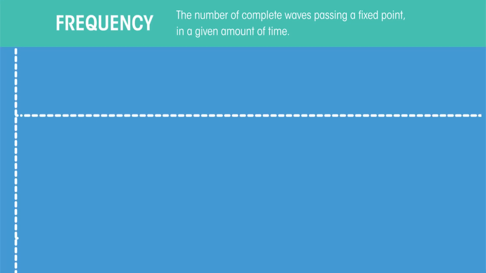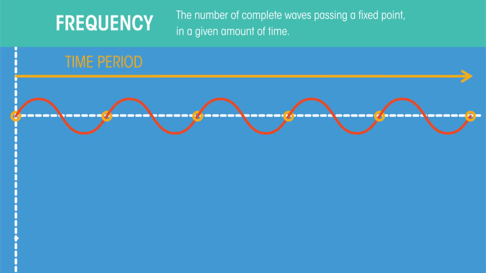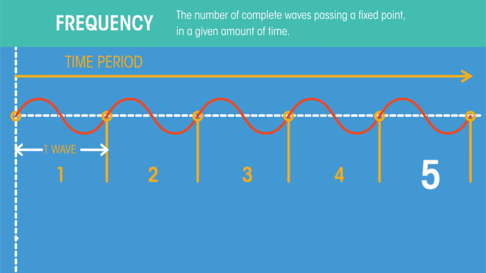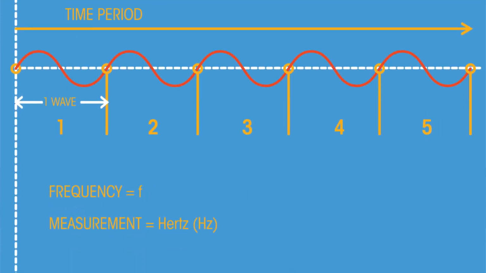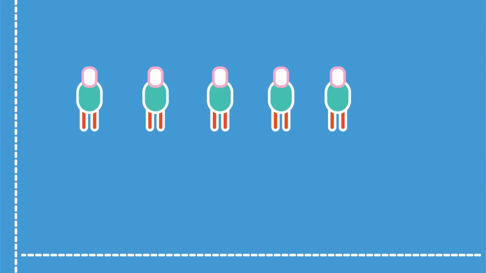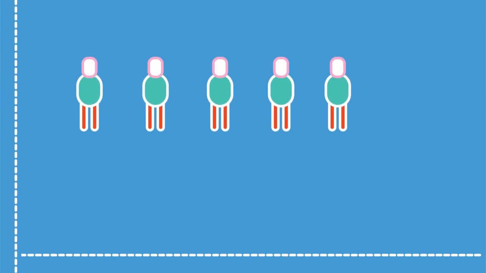The frequency of a wave is the number of complete waves passing a fixed point in a given amount of time. This time period is usually 1 second. This is what one complete wave looks like. So if this was our time period, the frequency would be 5. Frequency is given the symbol f and is measured in units called hertz. Hertz measure how many complete cycles per second. So how many people in our Mexican wave stand up every second.